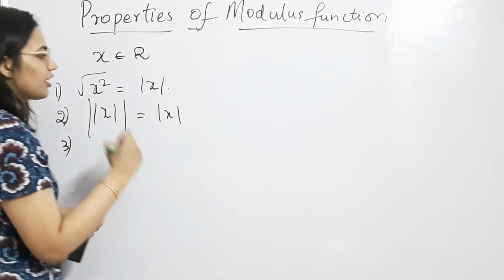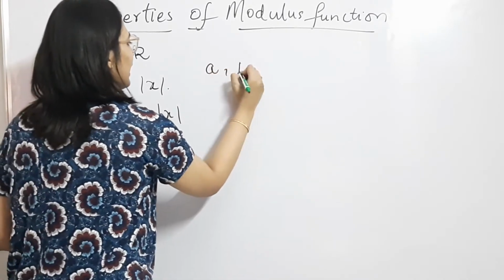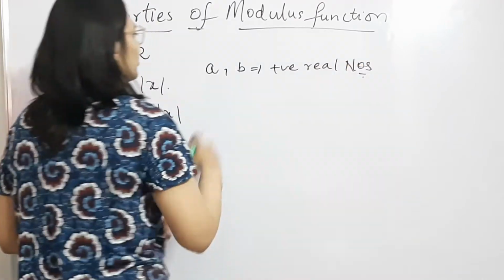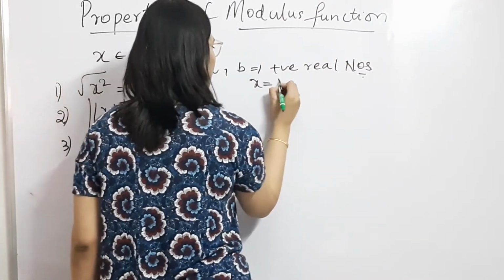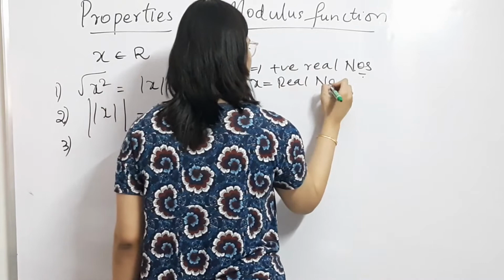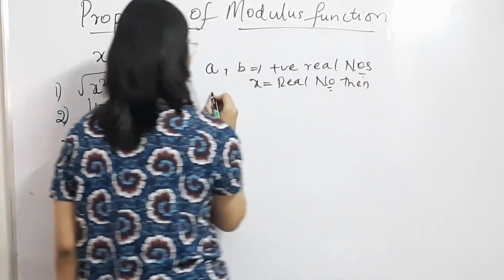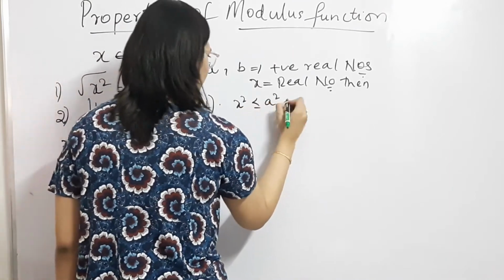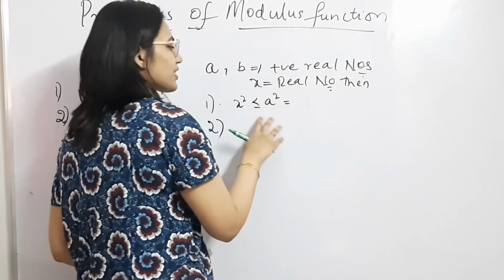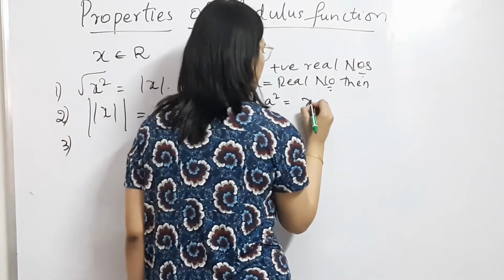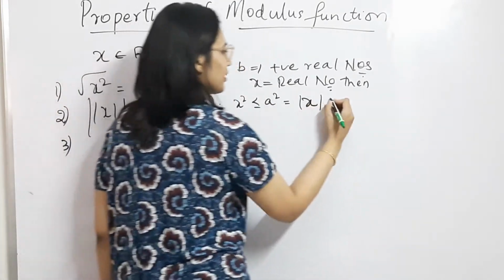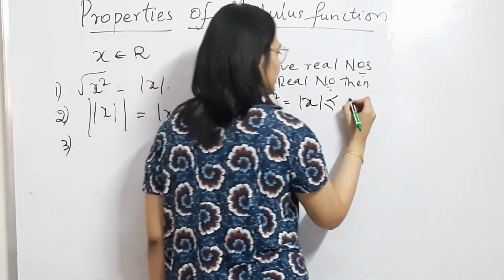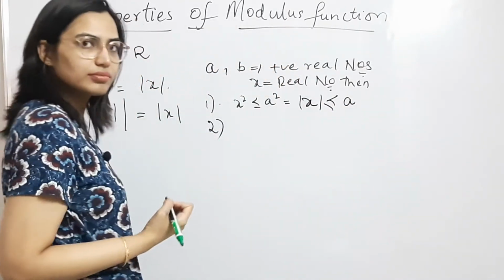Then if you consider a and b as positive real numbers, and x is also a real number, then you get the following properties. First one: if x square is less than or equal to a square, then you know for a fact that, if you remove the square on both sides, you will get mod x, because we write it as mod x is less than or equal to a, right?